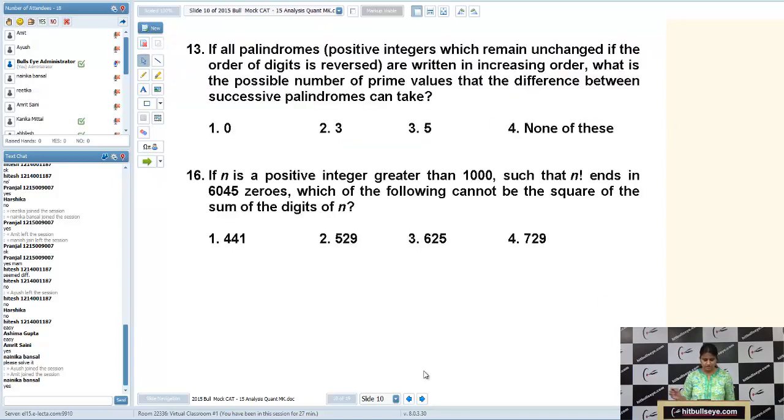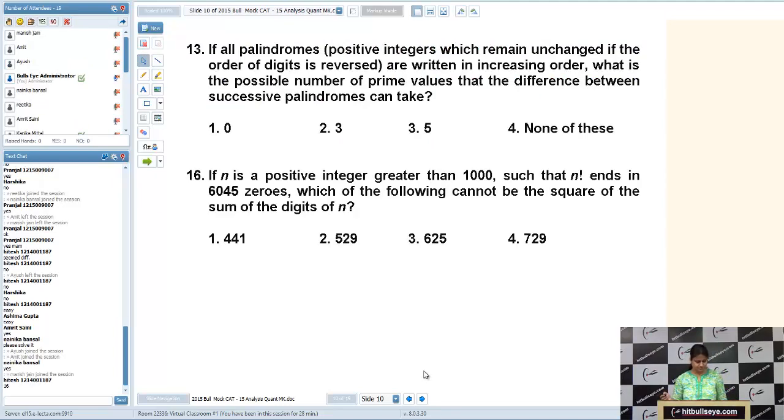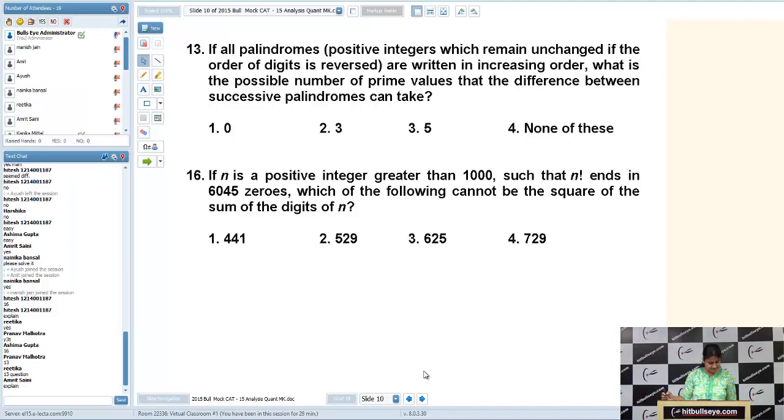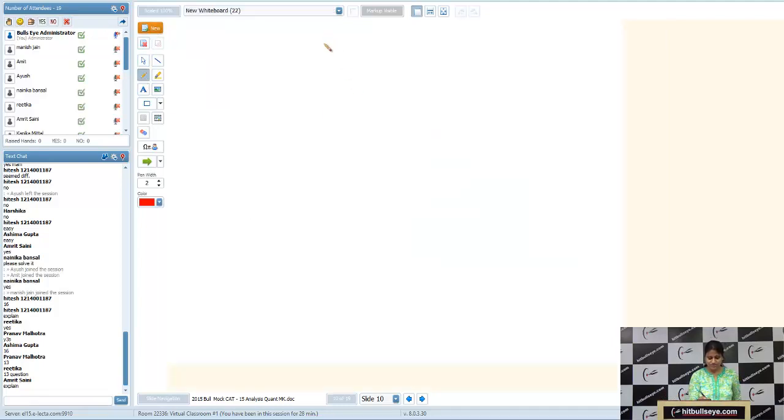Next question. Question number 13 and 16. 13 medium level, 16 was difficult. 16, Hitesh, I'm coming to this. Okay, 13, any problem? Okay, yes, Ritika and Pranav. If all palindromes are written in increasing order, what is the possible number of prime values that the difference between successive palindromes can take? We will write all the palindromes.